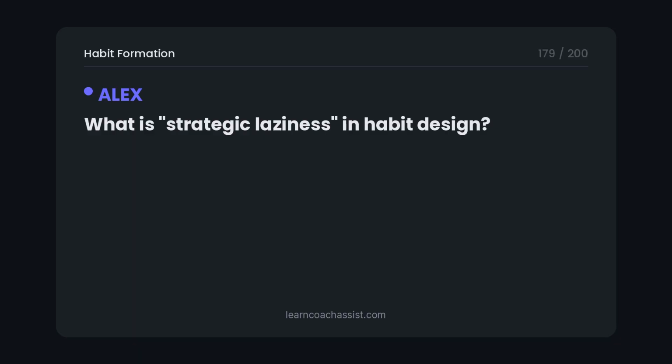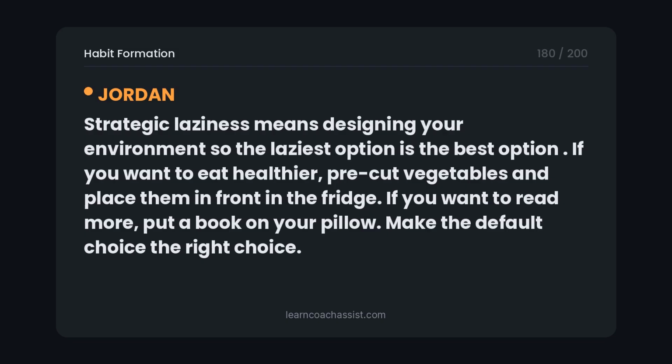What is strategic laziness in habit design? Strategic laziness means designing your environment so the laziest option is the best option. If you want to eat healthier, pre-cut vegetables and place them in front in the fridge. If you want to read more, put a book on your pillow. Make the default choice the right choice.